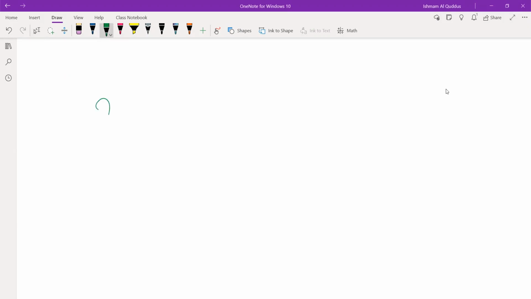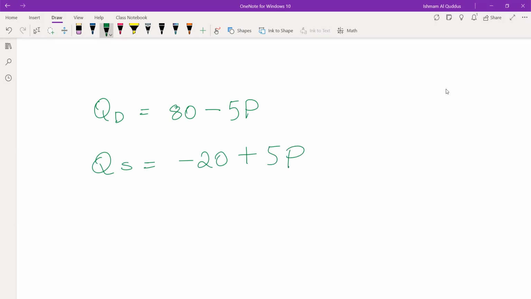So let's say we have a quantity demand function, which can be 80 minus 5p, and the quantity supplied, let's say, minus 20 plus 5p. And now we know that the market should function at the equilibrium. So we will find out the equilibrium price and equilibrium quantity first. For that, we can write that QD equals QS at the equilibrium.